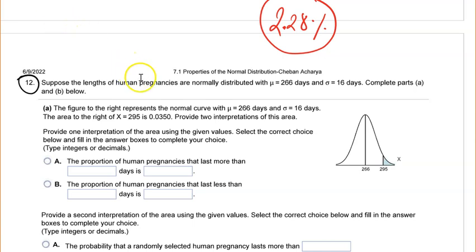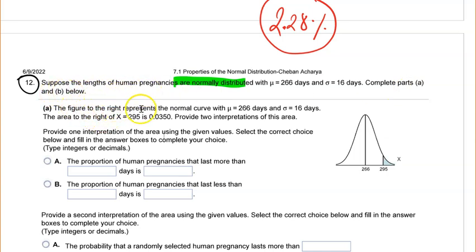Suppose the length of human pregnancy is normally distributed. Again, it says normally distributed. Therefore, you have this normal curve with mu 266, the mean 266 you can see here, and standard deviation 16. Okay, complete parts A and B below.